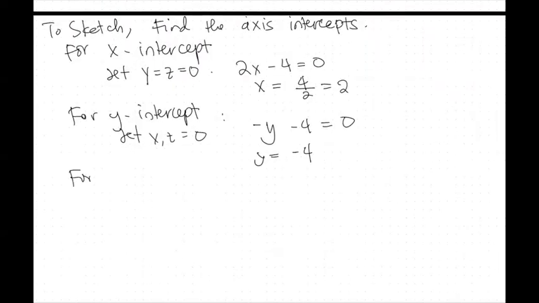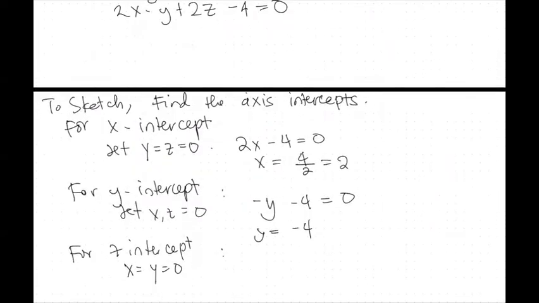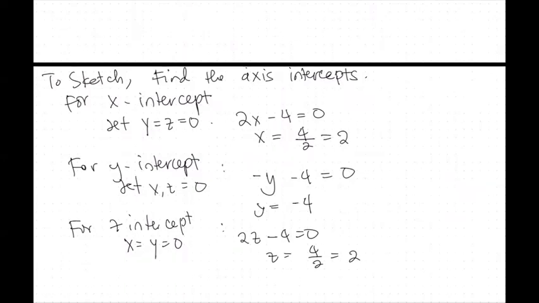And for the z-intercept, x equal to y equal to 0. And then here we get, what's our equation? 2z minus 4 equal to 0. So z is 4 over 2, which is again 2.